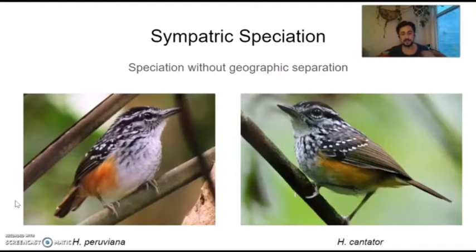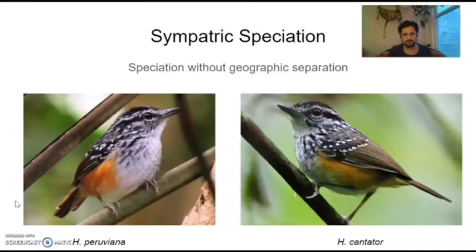There you find Hypocnemis peruviana and Hypocnemis cantator. And these two species, they look very similar. In fact, they're very closely related, but they have slightly different preferences in habitat. And what you find is that they mimic each other's calls. They sound very similar. Females can actually tell the difference.